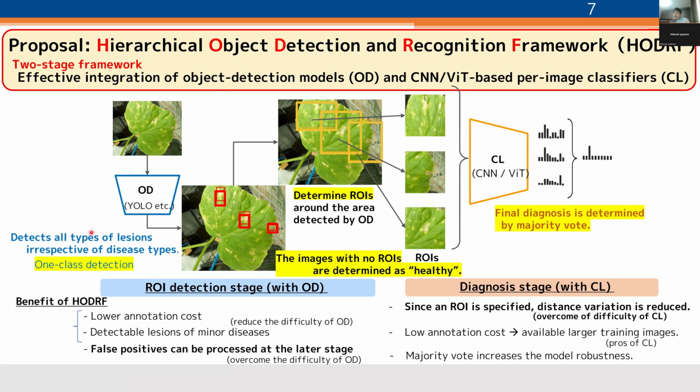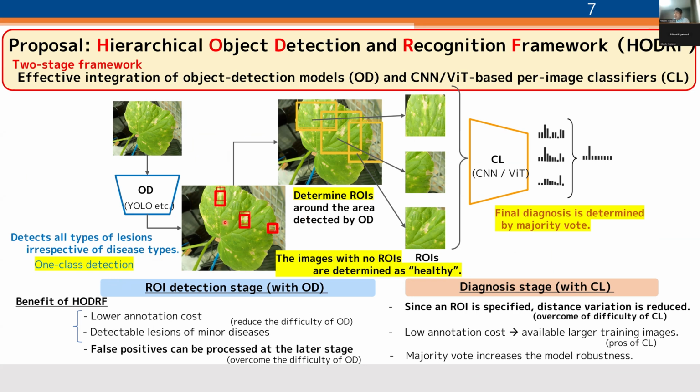Since in the ROI detection stage there is only one class, we detect the lesion regardless of disease type. So the object detection model can detect even minor symptoms, a smaller number of symptoms. And also, thanks to the two-stage architecture, false positives can be addressed at the latter stage.